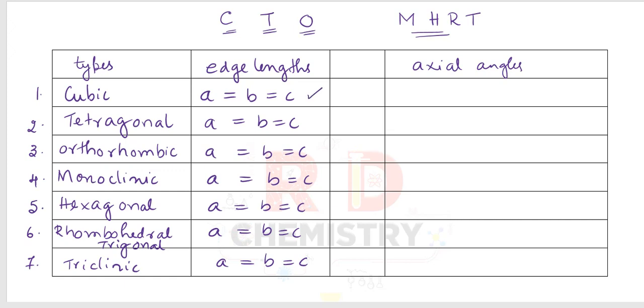Tetragonal: a is equal to b but not equal to c. Then orthorhombic: a is not equal to b, not equal to c. Repeat the same thing in the reverse order. Hexagonal: a is equal to b, not equal to c. Next one, rhombohedral: a is equal to b is equal to c. Last one, remember triclinic, not equal to each other.